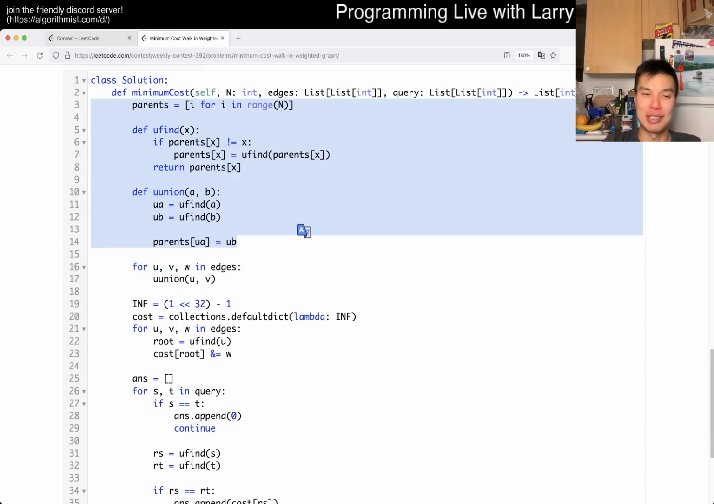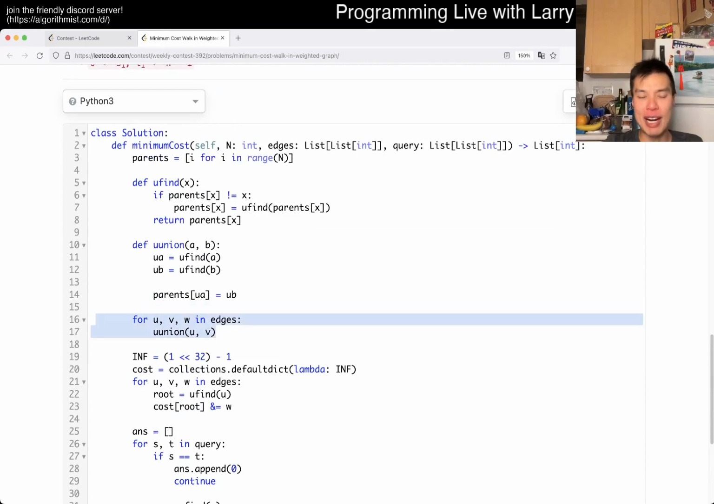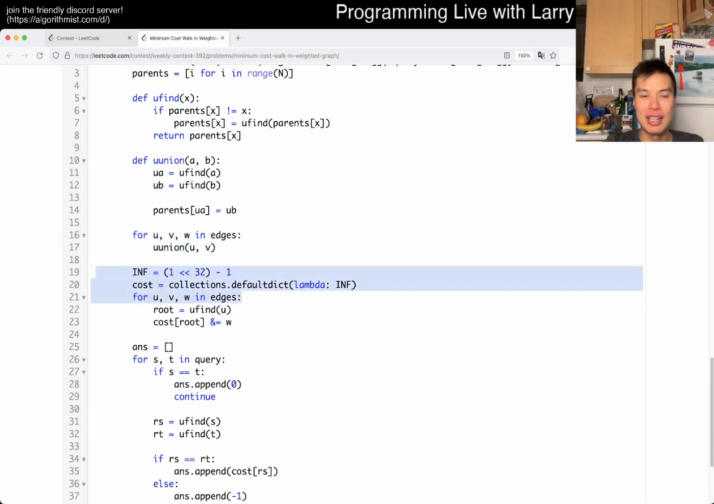I wish I had a template, to be honest, because it would have saved me like, I don't know, 1 minute or something, maybe less. I don't know. You could look at the tapes. And then here, I union all the edges to create the connected components. And then here, I basically look at all the edges, right?